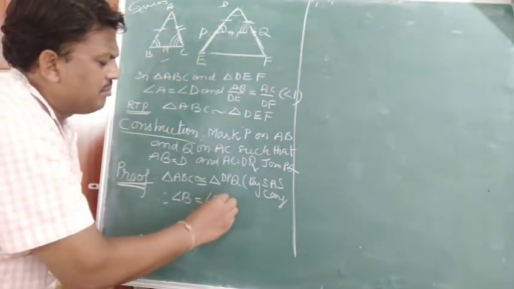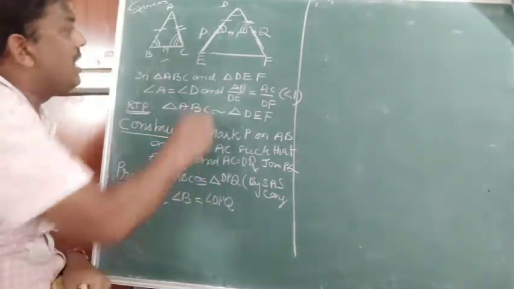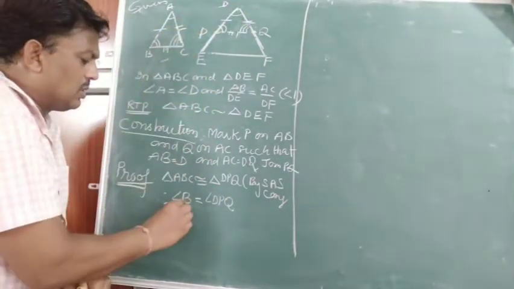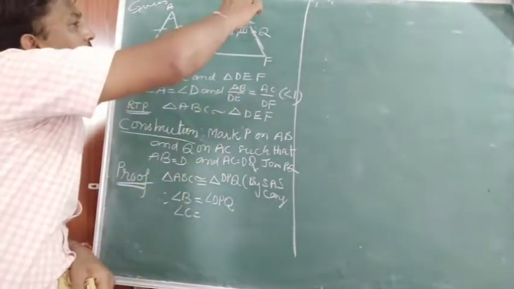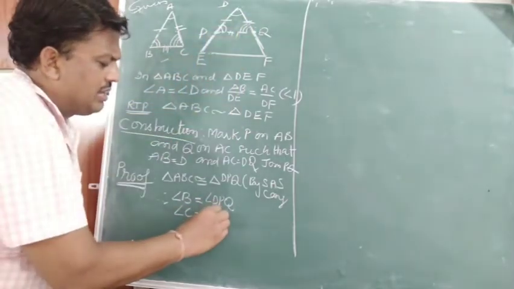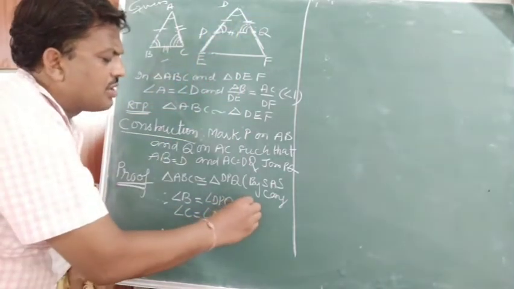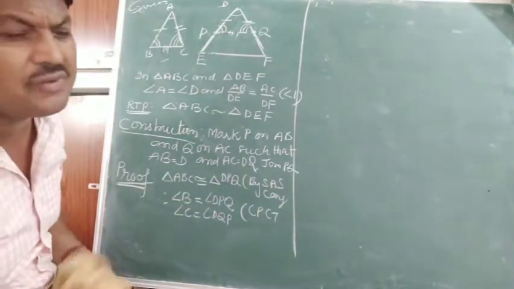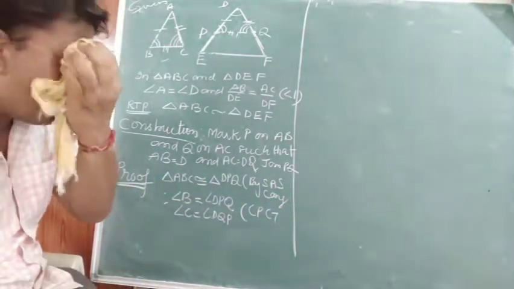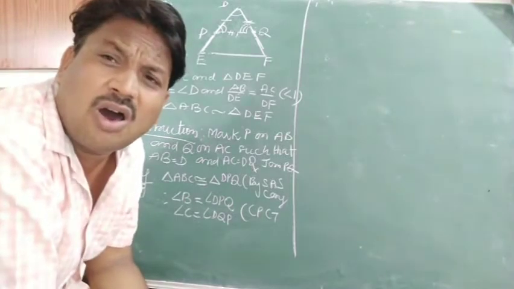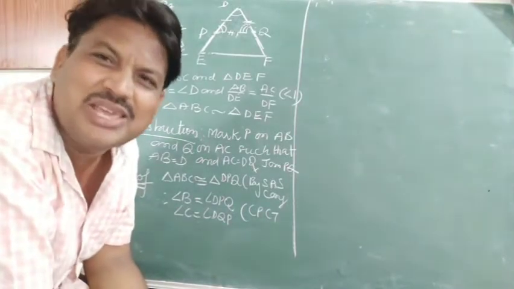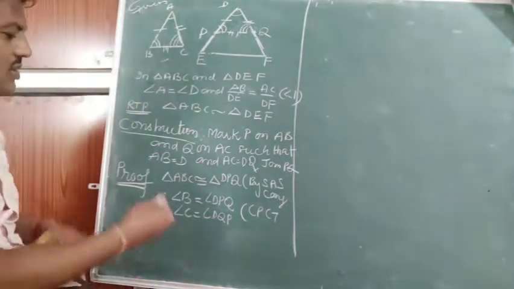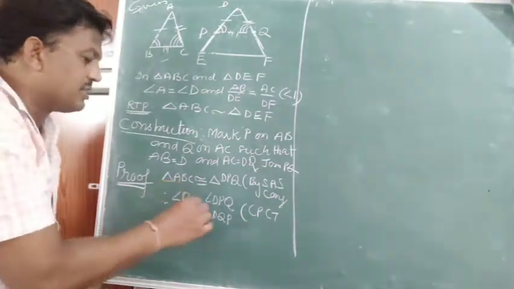Angle DPQ. And angle C is equal to angle DQP. How can you say? CPCT, corresponding parts of congruent triangles. If two triangles are congruent, all parts of the triangles are equal. Okay, children, now we are able to prove this.